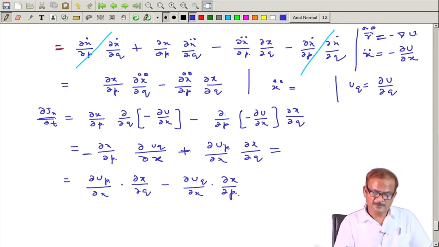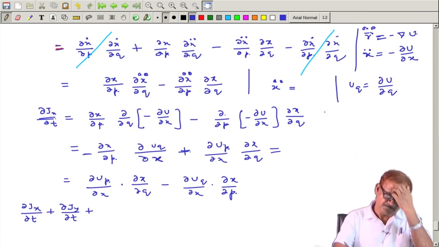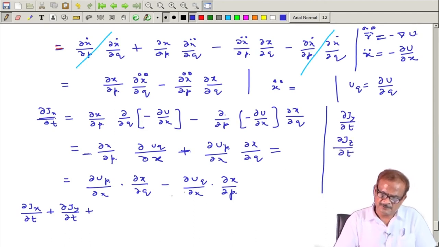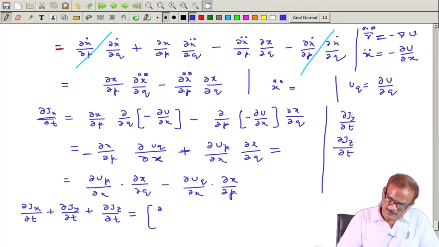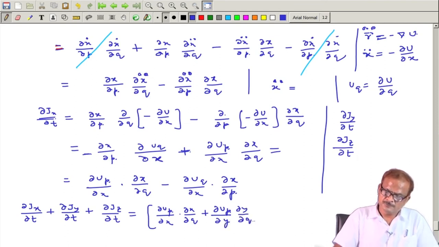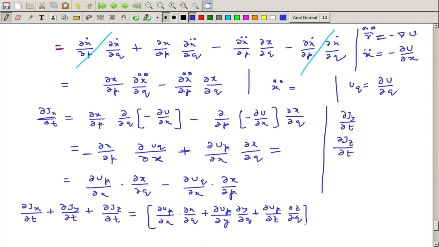So, if we do this operation for all of them, if we add for all the terms like ∂J_y/∂t, similarly we can get the terms. We need to evaluate ∂J/∂t and ∂J_z/∂t, and along the same line it can be done. So, this will yield us ∂U_p/∂x times ∂x/∂q plus ∂U_p/∂y times ∂y/∂q. Along the same line we have to write for the z, ∂q, and the terms corresponding to this we also have to use.